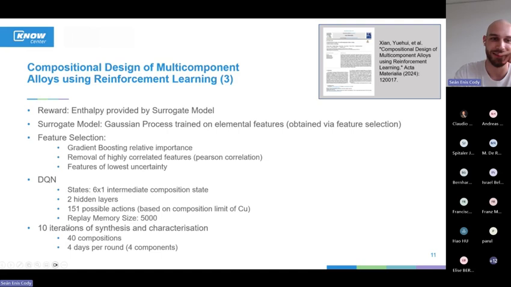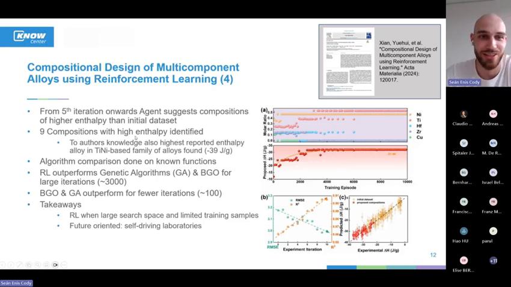And the really interesting thing was they did 10 iterations of synthesis and characterization, and this is the outer loop. They came up with 40 new compositions, and this took around 4 days per round. So they were in the lab for about 40 to 50 days. The results were quite nice though, since from the 5th outer loop iteration onwards, the agent actually suggested compositions of higher enthalpy than the initial dataset contained, and 9 compositions with high enthalpy were identified. And to the authors' knowledge, and this is really cool, the highest reported enthalpy alloy in the titanium nickel-based family of alloys was found, with minus 39 joules per gram.